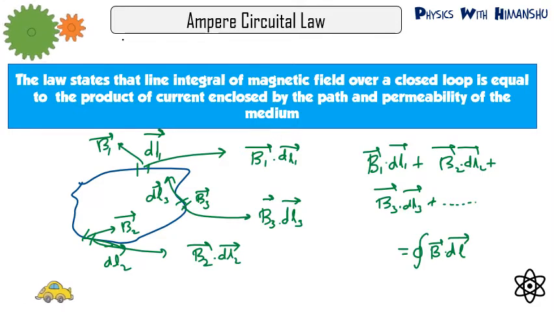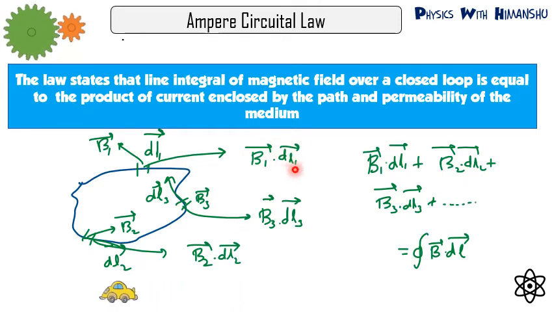This law states that line integral of magnetic field over a closed loop is equal to the product of the current enclosed by the loop and permeability of medium. So what is the meaning of line integral? Suppose we have a closed loop, the blue color shown in figure. Line integral means the dot product of magnetic field and length vector.